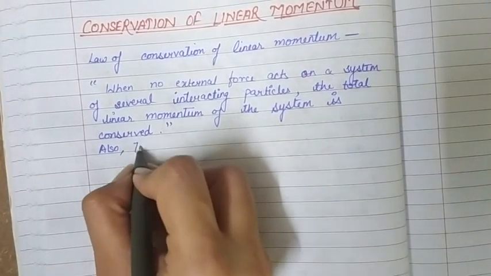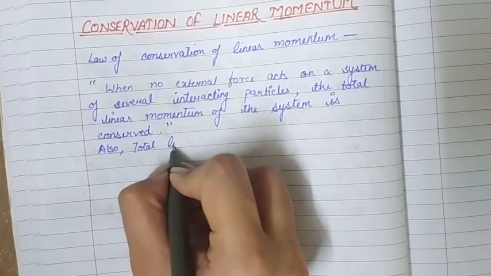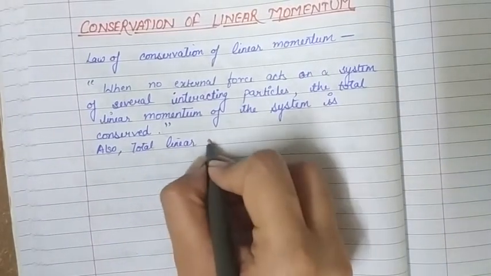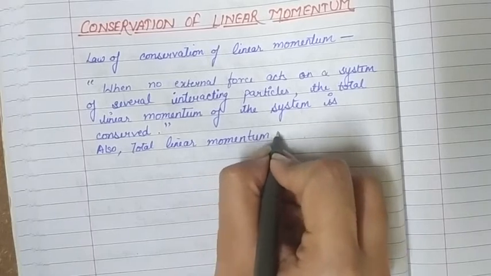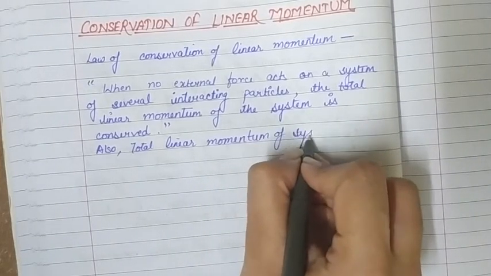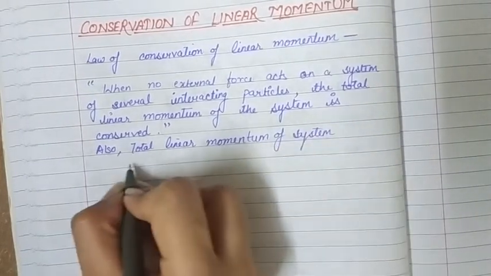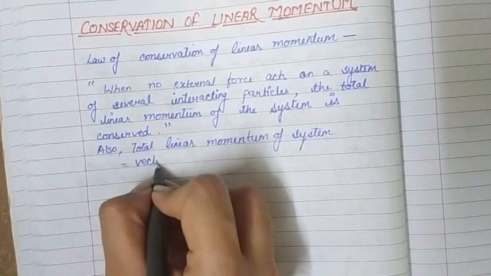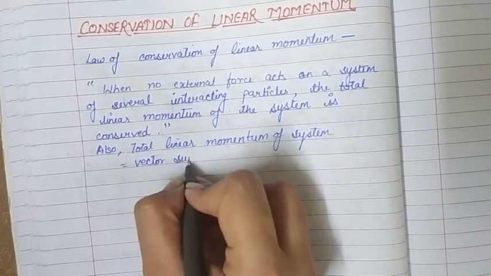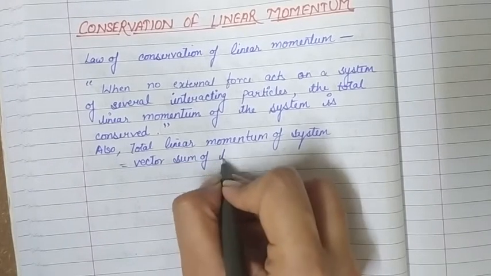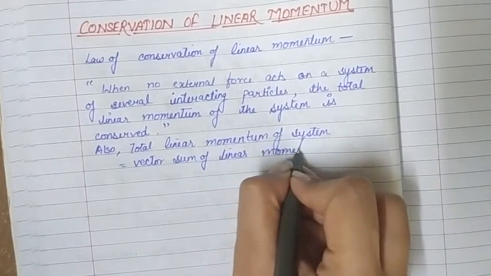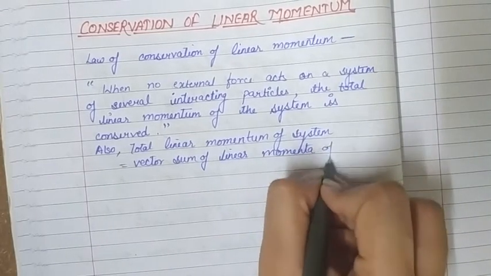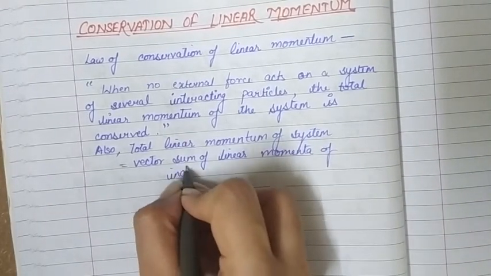So total linear momentum of the system is equal to the vector sum of linear momenta of individual particles.